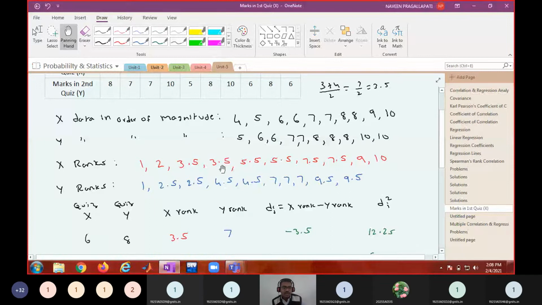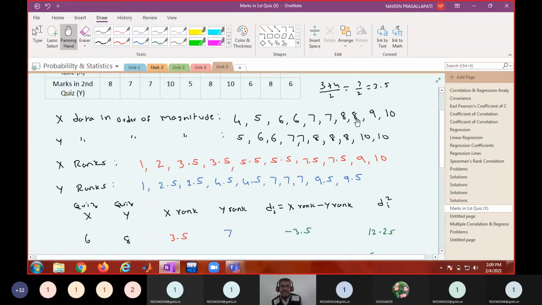So now 1, 2, 3, 4 questions are over. Next questions are 5 and 6. 5 and 6 are occupied by the same number, so you take the average of 5 and 6 portions. 5 plus 6 is 11, 11 by 2 is 5.5. 5.5, 5.5 are written here.